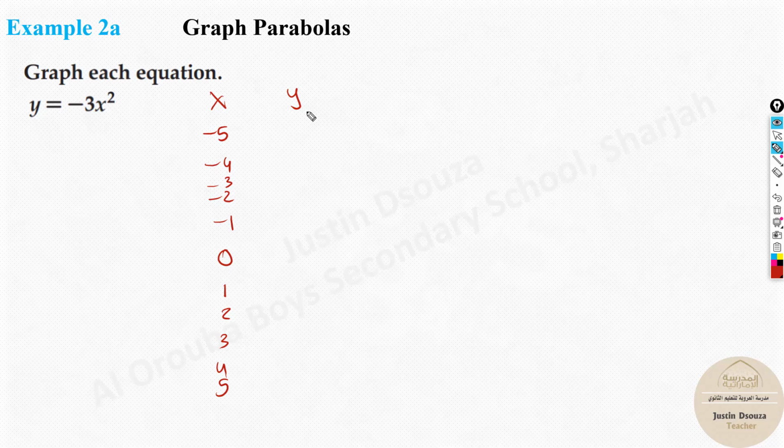Let's see why. How do you find y? You can substitute the x value in this equation. Minus 3 times minus 5 the whole square. It'll be 25. 25 times 3 is 75, but with the minus sign, it's minus 75. Now even if you put plus 5 here, what is it going to be? It'll be 25 times 3, minus 75 itself, because of the negative, okay? So this is the thing. Over here, if you put 4 squared or minus 4 squared, it's the same answer. But now it will be time consuming to solve all the values.